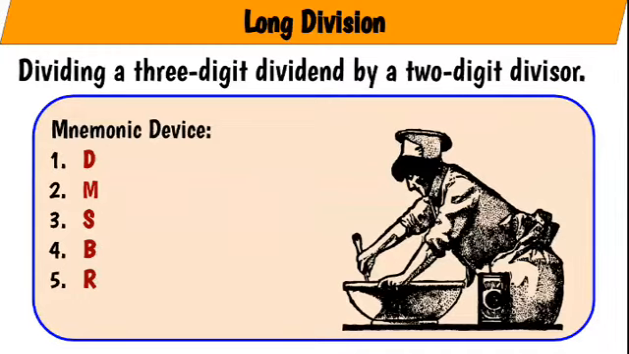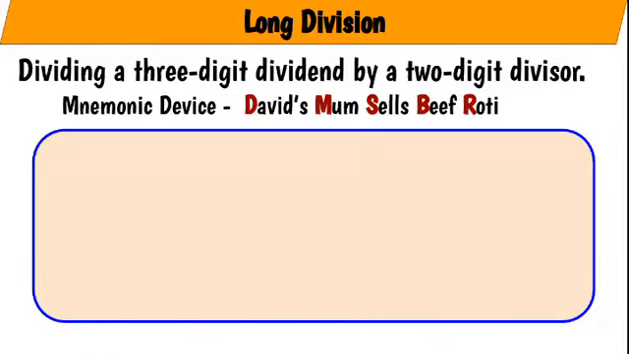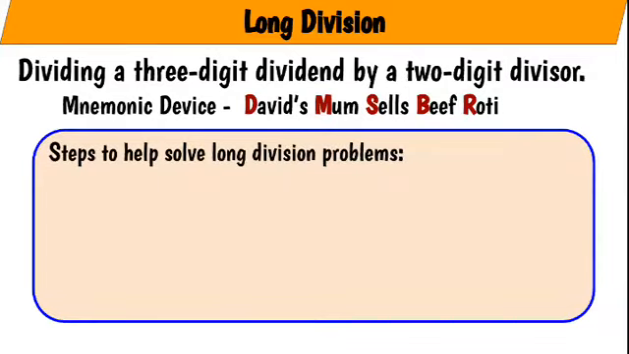Now here we are going to use the first letter from each of those words in our mnemonic device to help us learn those steps. So we have our D, M, S, B, and R. Here we have our steps and our mnemonic device at the top. So that D tells us that we have to divide. That's our first step. Our second step from M would be to multiply.